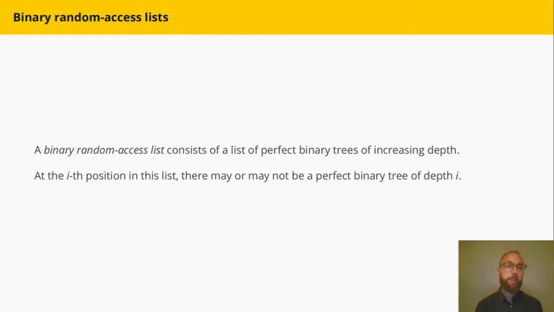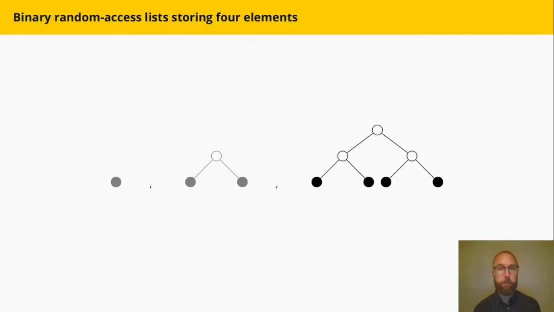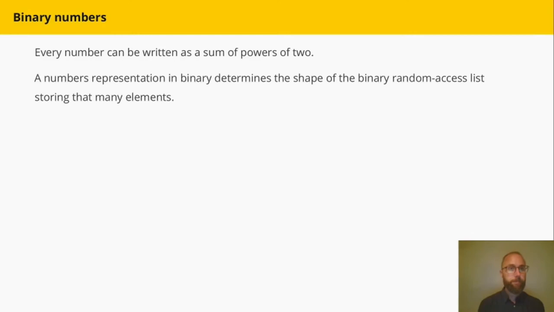So let's look at some examples. If I need to store 3 elements in a binary random access list, I can do this with a leaf followed by a binary tree of depth 1. If I need 4 elements, I omit the first 2 trees, but I have a tree of depth 2. If I need 5 elements, I have a leaf, I have no tree at position 1, and I have a tree of depth 2 at the second position in the list. I guess if you're familiar with binary numbers, you can see how this works. So a number's representation in binary determines the shape of the binary random access list storing that many elements.